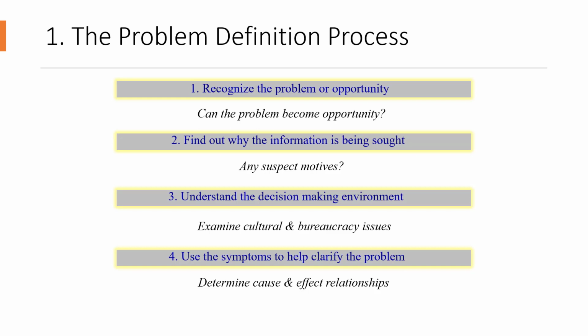And obviously, number 3, we need to understand the decision-making environment. We need to examine the cultural and bureaucracy issues within the company and try to get a better understanding of what kind of culture this company has, what kind of decision-making process is involved, and is it more like a democratic process, or is it more like an authoritarian decision-making environment? So we need to get a sense of what kind of decision-making environment the research findings would be used in.